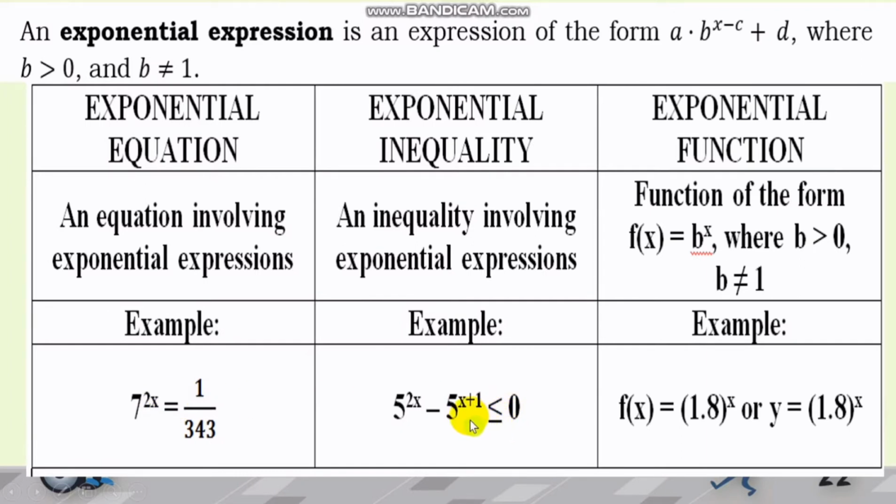Dito naman sa exponential function, ang exponential function mo naman ay two variables involved. Again, your base is greater than 0 and base is not equal to 1. So, f of x is also equal to y. So, may variable x, may variable y, or it should contain two variables involved. Kasi in the first place, you are in the function, relation siya ng two variables. Okay? So, examples natin. Meron tayong mga example dito.